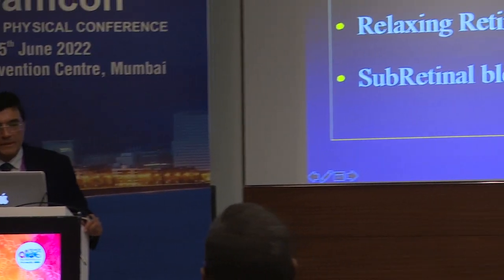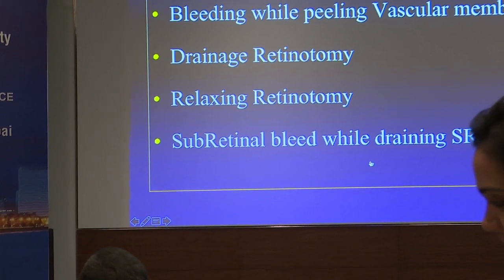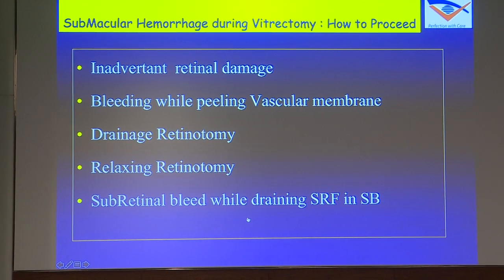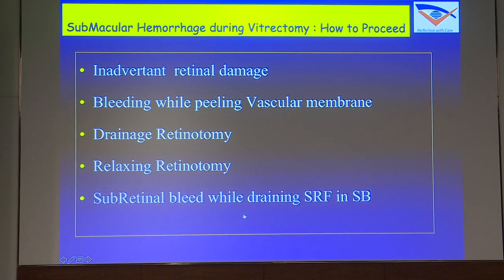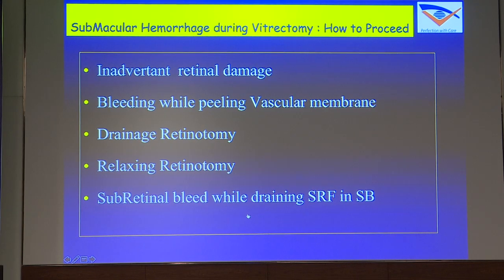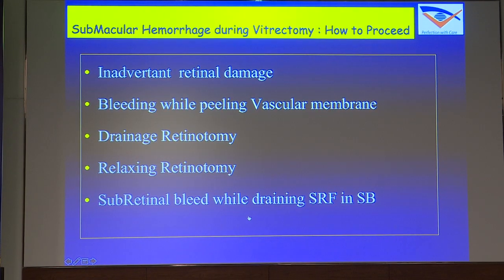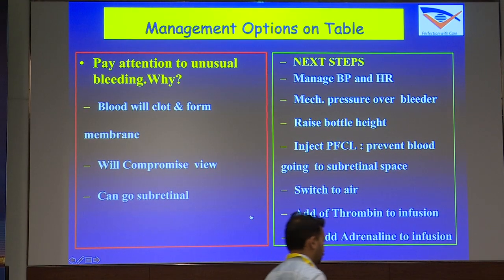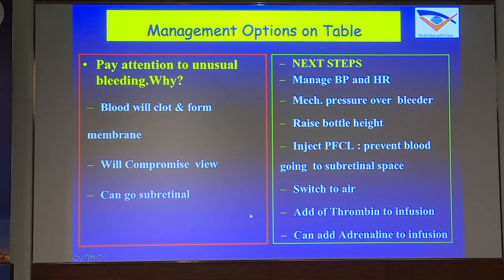So my topic is on submacular hemorrhage during vitrectomy, how to proceed. Submacular hemorrhage can occur because of inadvertent retinal damage, bleeding while peeling a vascular membrane, doing a drainage retinotomy or relaxing retinotomy, or when you get a subretinal bleed while doing a drainage for SRF in a scleral buckle. Now you must pay attention to unusual bleeding.